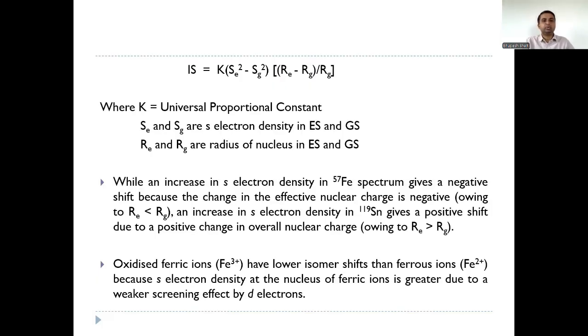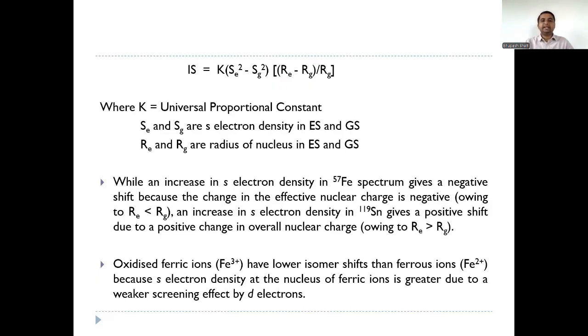Now this is a very simple expression through which we can understand the isomer shift. It is equal to K times (Se square minus Sg square), where K is a universal proportional constant, and Se and Sg are the s electron densities in the excited state and ground state. In the same way, here we have (Re minus Rg) divided by Rg, where Re and Rg are the radii of the nuclei in the excited state and the ground state.